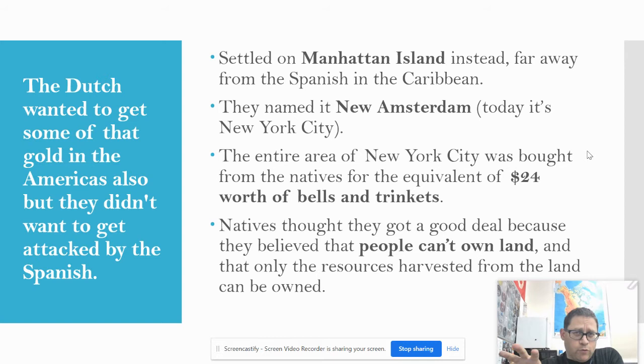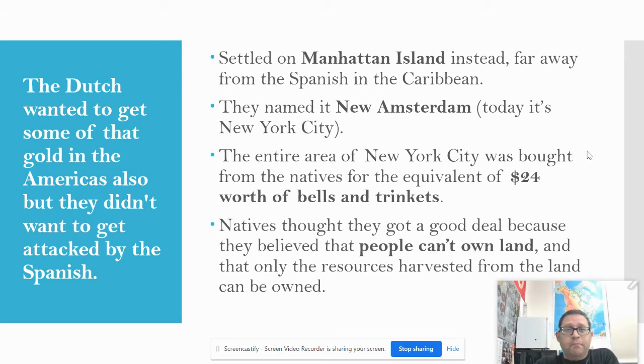They didn't have a lot of powerful warships. They wanted to get a piece of America, but they didn't want to be so close that they get bullied or attacked by the Spanish. That's why they built all the way up in New York, and they settled on Manhattan Island because it's so far away. They named their colony New Amsterdam. Today it's called New York.